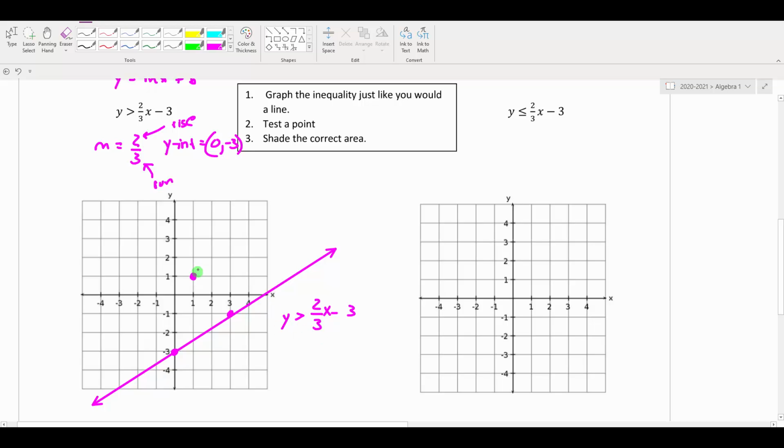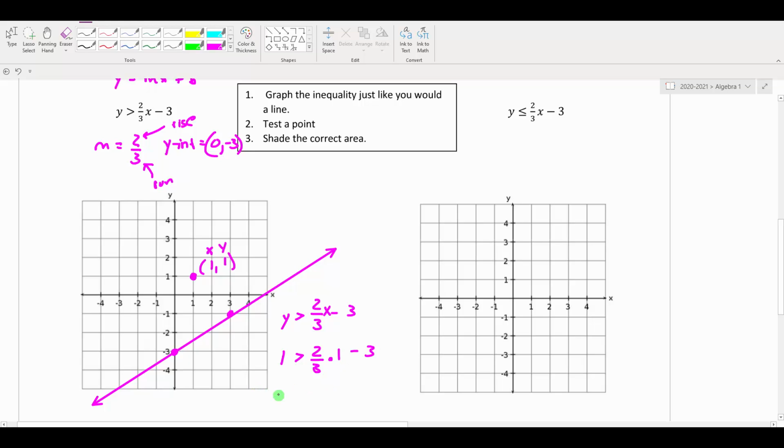Okay, and I'm going to take this point (1, 1) and plug it in for x and y. So I go to my x and plug in a 1, I go to y and plug in a 1. So y gets replaced with a 1, we still have 2/3 times x, but x is getting replaced with a 1 as well, minus 3.